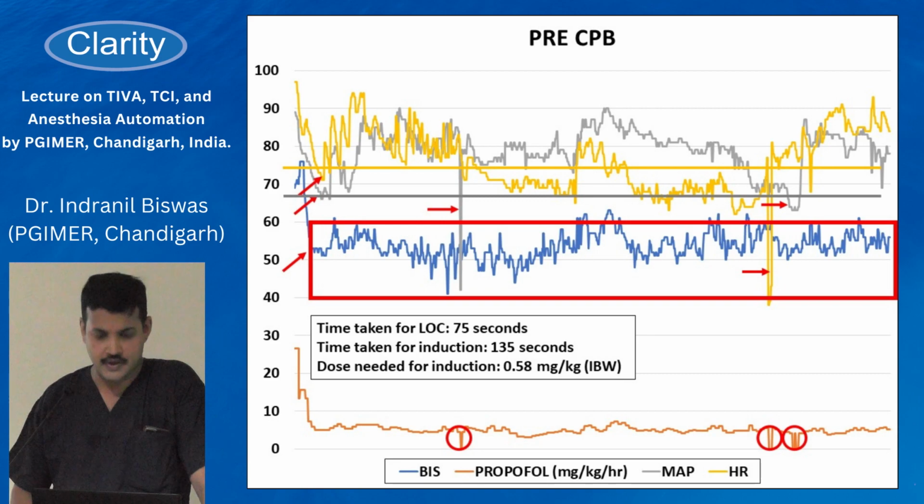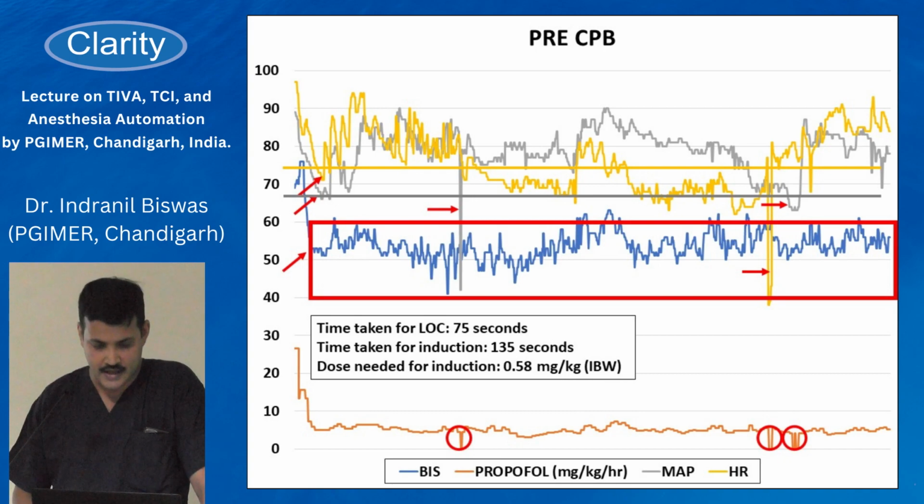And in some situations you can see there were some acute hemodynamic perturbations due to surgical manipulations, of course, during cannulation or during manipulation of the heart. So there were acute drops in the mean arterial pressure as well as the heart rate.